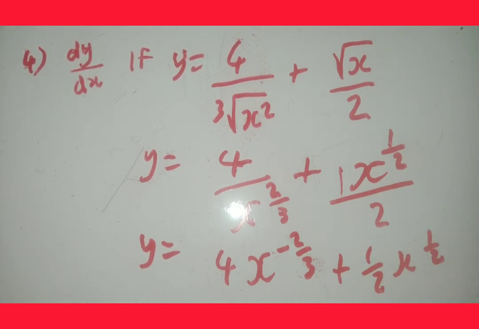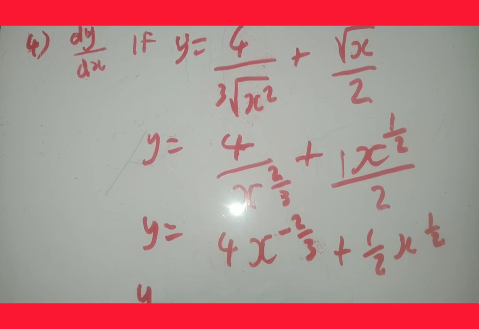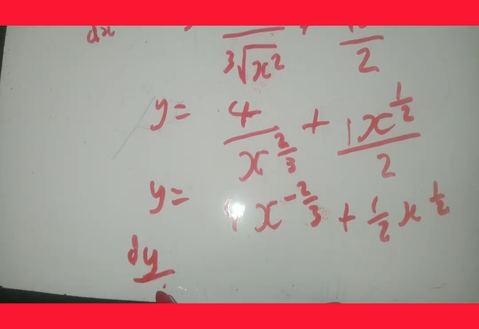So far, this is what we have. We haven't yet derived it. We have turned it into a differentiable form. Then from here, let's go further. Now here we're going to derive. So since we're going to derive, it's going to be the derivative of y with respect to x.